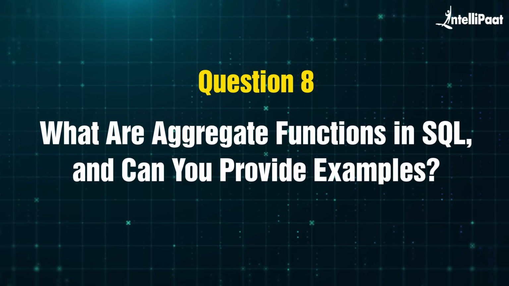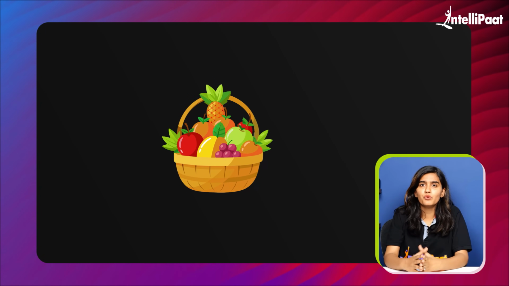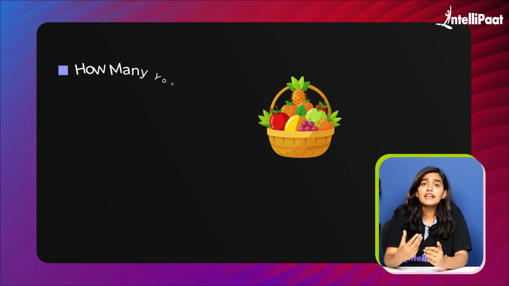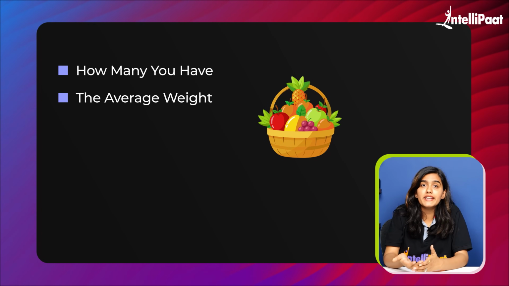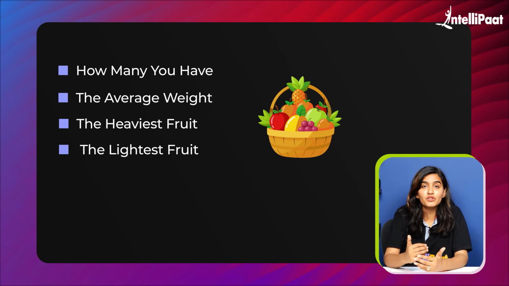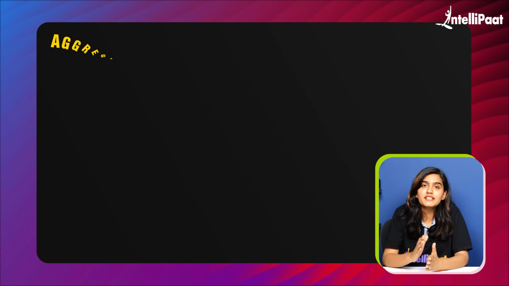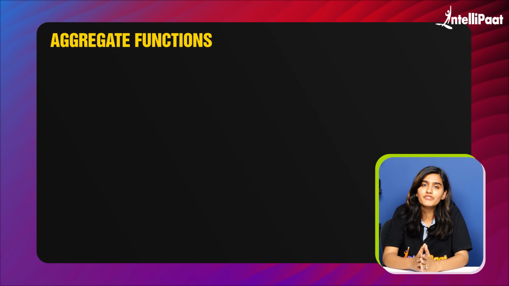Moving on with question number 8, which is what are aggregate functions in SQL and can you provide an example? So imagine you have a big basket of fruit and you want to know something about them, like how many you have, the average weight, the heaviest fruit or the lightest one. SQL aggregate functions are like tools that help you perform these tasks on data in a database, just like you would do with that fruit. Let's talk about these aggregate functions by performing certain functions on them.